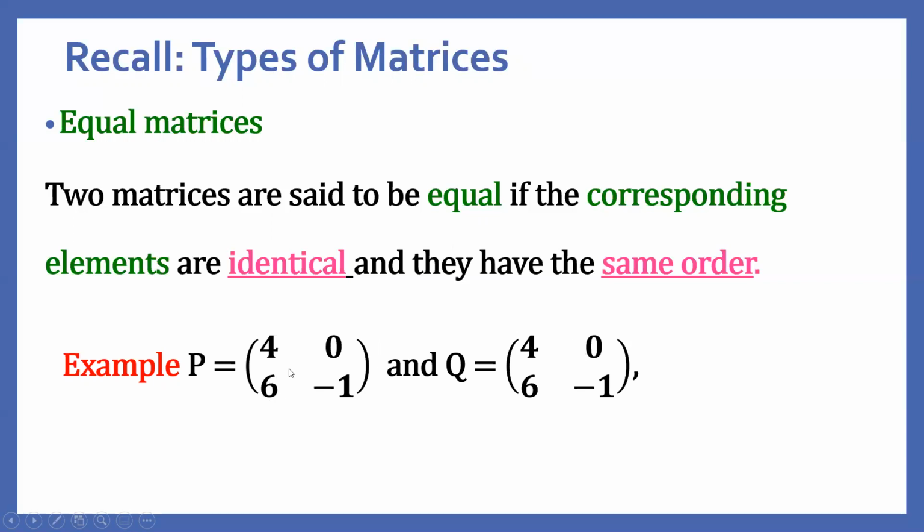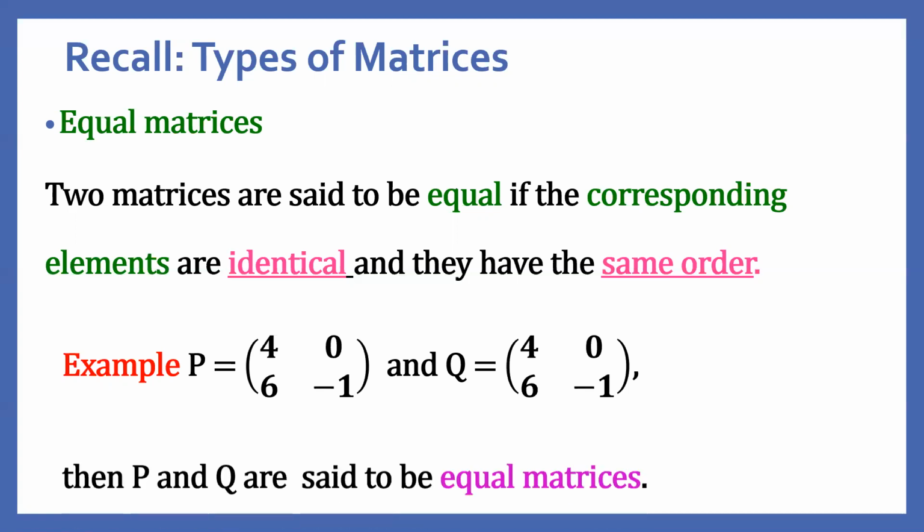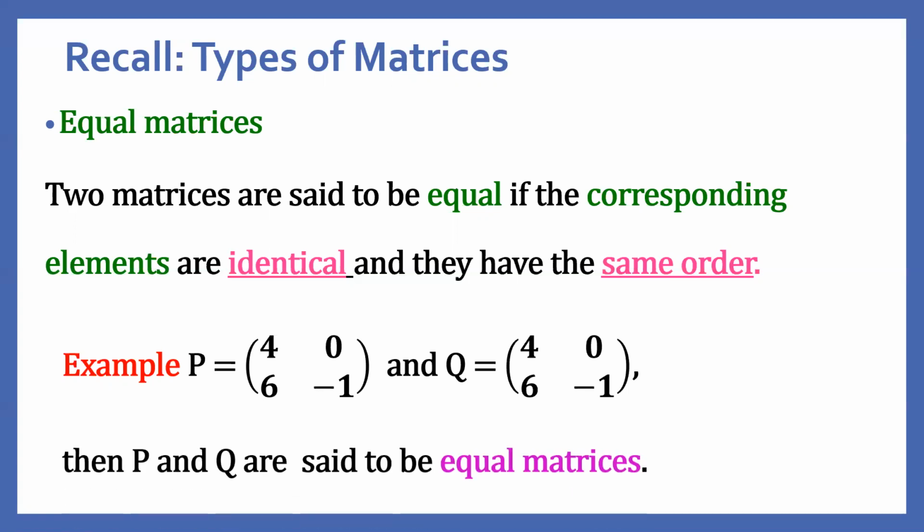Similarly, second row, first column we have 6. Second row, first column we have 6. Negative 1, negative 1. So you can see that P and Q are of the same order and the corresponding elements are identical. So we call P and Q equal matrices.